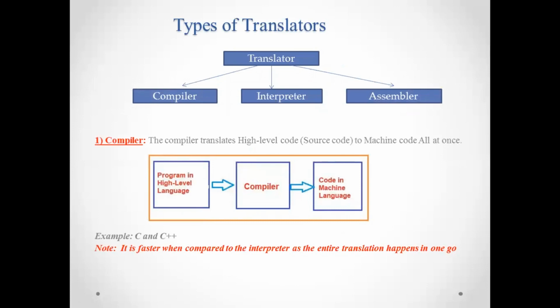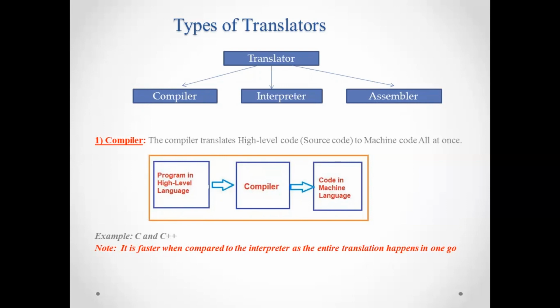If I talk about the translator, there are basically three types of translators: compiler, interpreter, and assembler. What is the real role of the compiler? The compiler translates the high-level code or the source code to machine code at once. It will compile the whole program at once. If it finds any error, it will still compile it and then show the errors that come in the program.